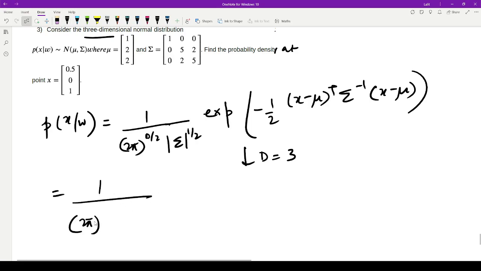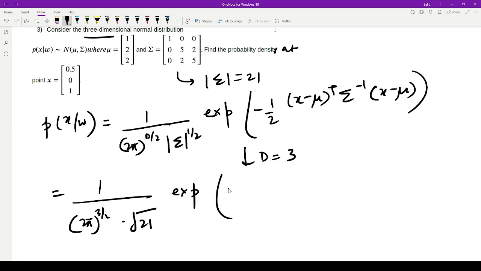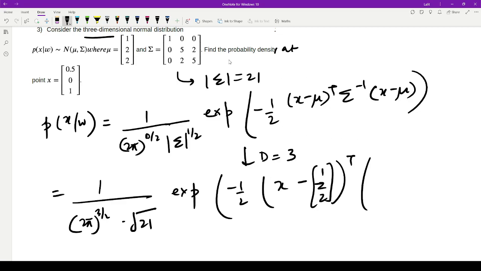So this is 3 by 2. This is sigma. What will be the determinant of sigma? 25 minus 4, 21, right? So this will be square root of 21, exponent of minus half times x, which is something that we have to find. This is given to us. Mu is given to us as 1, 2, 2 transpose, sigma inverse.